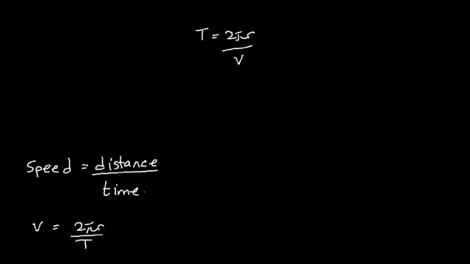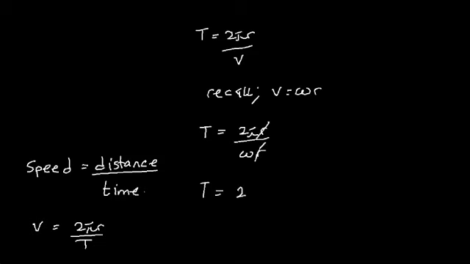Now I want us to recall that we've already written v as ωr, meaning v, which is the linear speed, is equal to the angular velocity times the radius. So we can substitute this into our expression for T, and we get T equals 2πr over ωr. Now the r's cancel out, so what we are left with is T equals 2π over ω. And this is the expression for the period of the oscillation in circular motion.